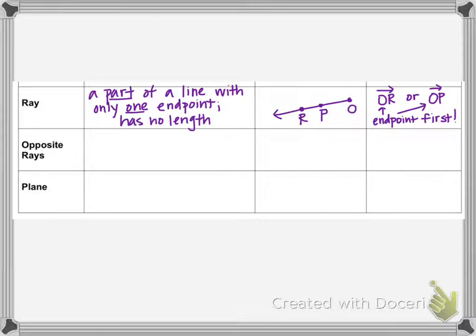The symbol above it is always a line with an arrow pointing to the right, despite which direction the ray is pointing in the picture. This is how we name it.